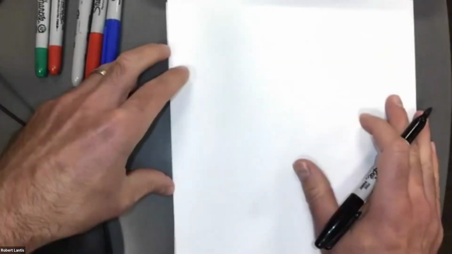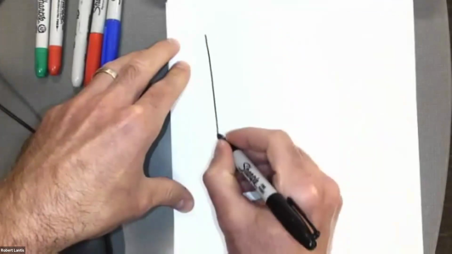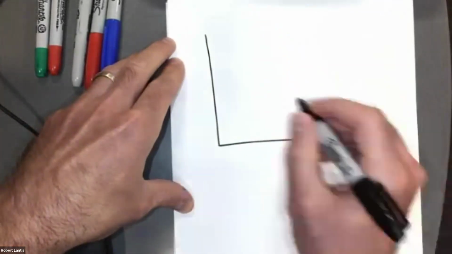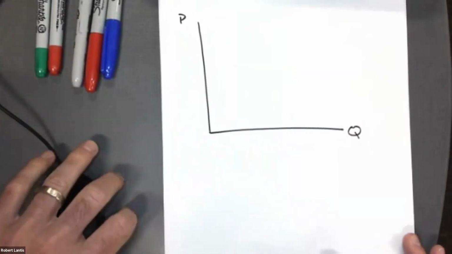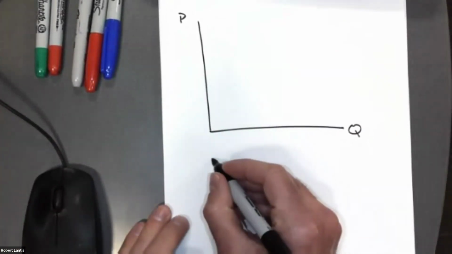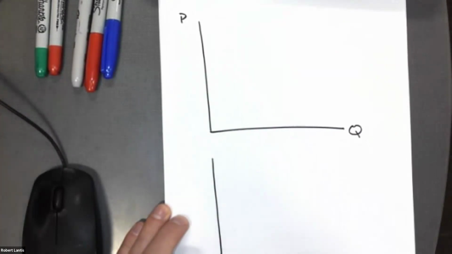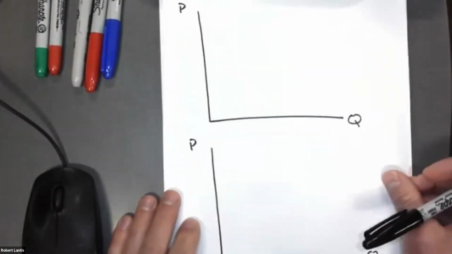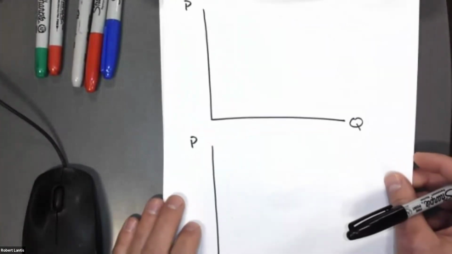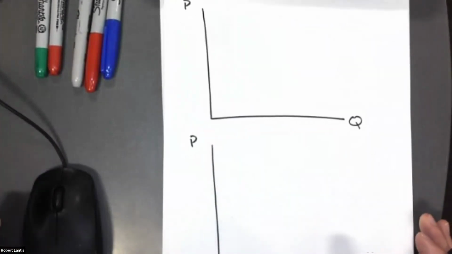What you should do when you have these simultaneous changes is not put them on the same graph. So I'll show you how I would work it out, and then I'll show you if you try to put them on the graph at the same time, why it's potentially going to result in you making mistakes.